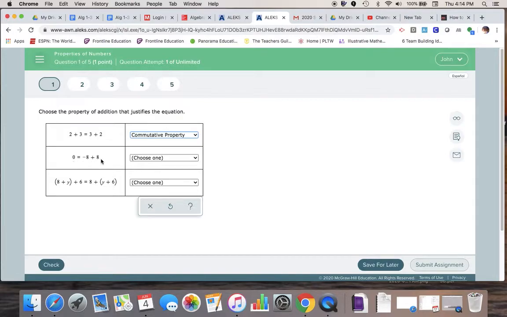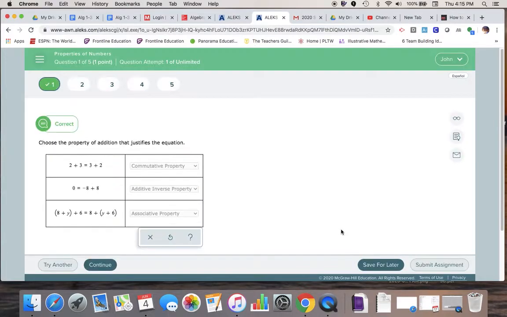0 equals -8 plus 8. Well, it looks like you're adding the opposites to each other, and that's an inverse property, and because we're adding, that would be an additive inverse property, and not the identity, because the identity is when you add 0. And then this one is just a classic example of changing the grouping, right? You notice the order's the same, but they change the grouping around. So we will call that associative, and we will give it a check, see if it likes our answers. Sure does. That's great.